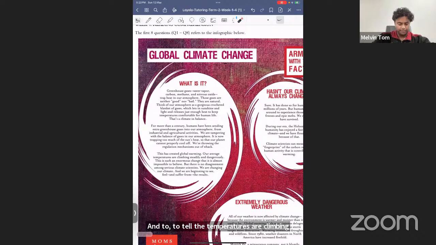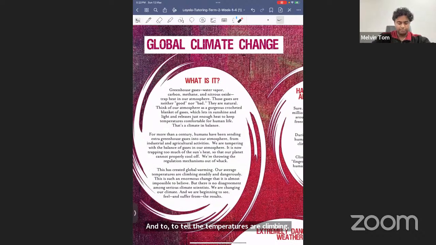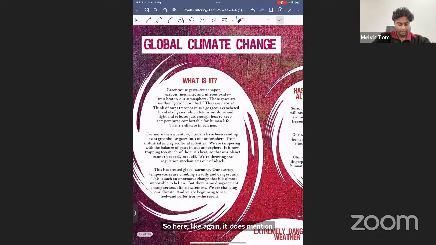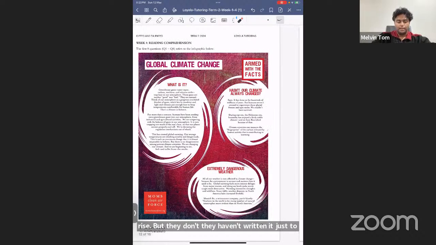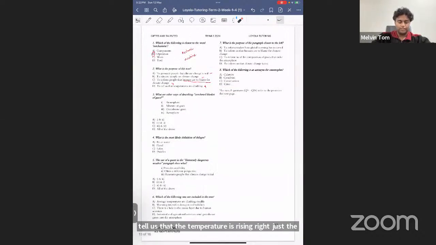Here, it does mention that temperatures rise, but they haven't written it just to tell us that the temperature is rising, right? The reason for it hasn't been that. The best answer so far is just to educate people on climate change. The answer is B.